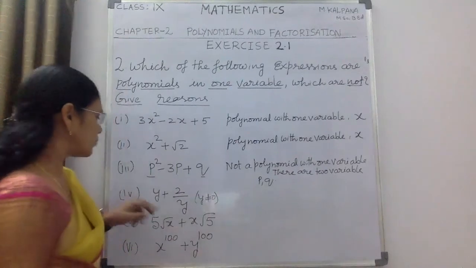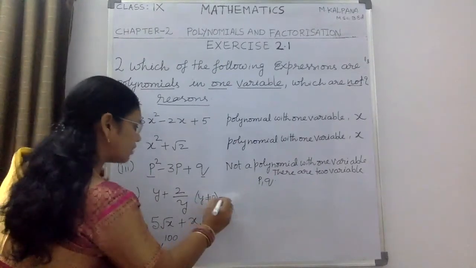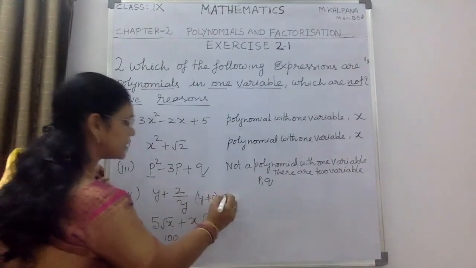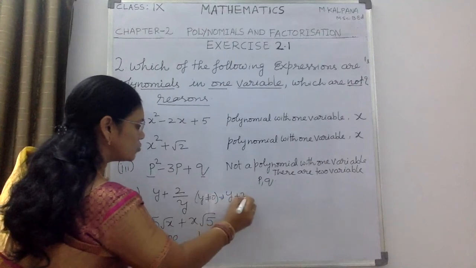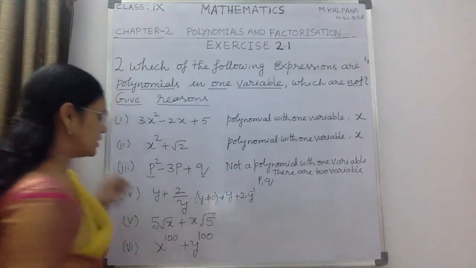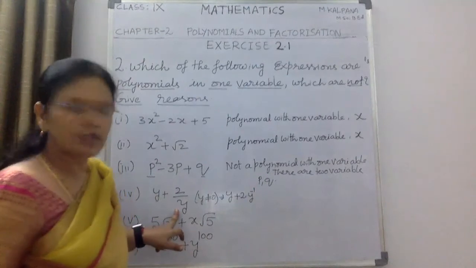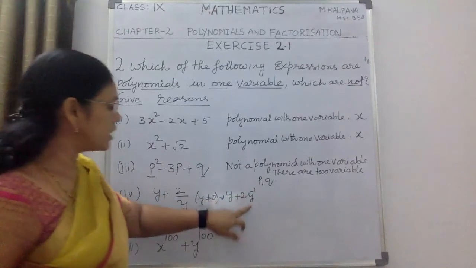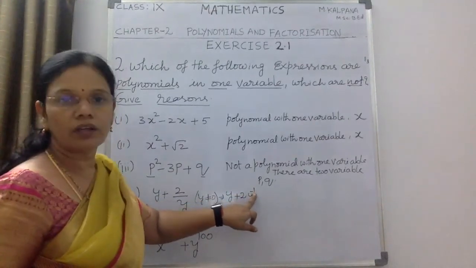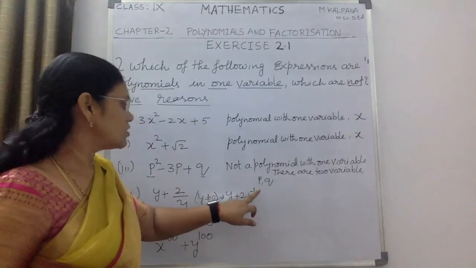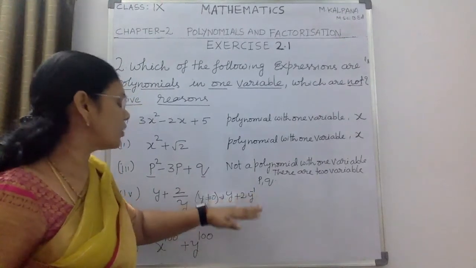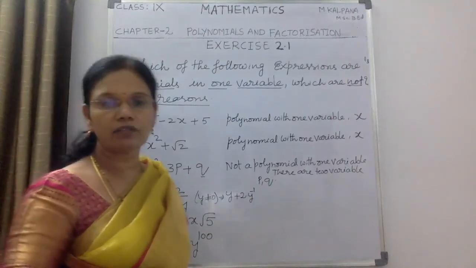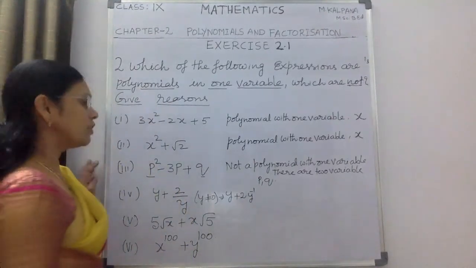This is the question. Now, if you convert this denominator into numerator, what happens? The complete expression will be y plus 2 into y to the power of minus 1. Isn't it, children? So, here the integral power is negative, a negative integer. So, this is not a polynomial. Why? Because there should be no negative integers in the powers of the variable.